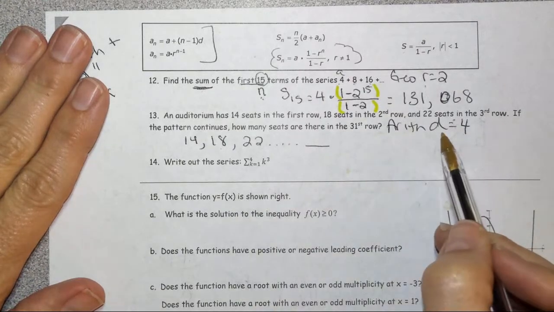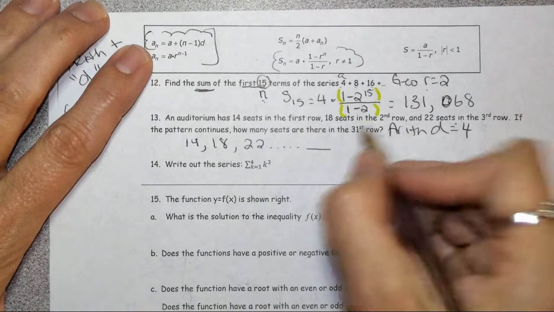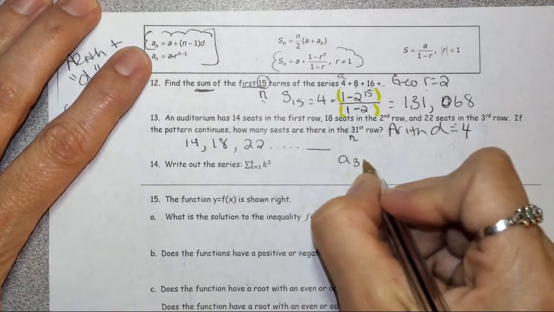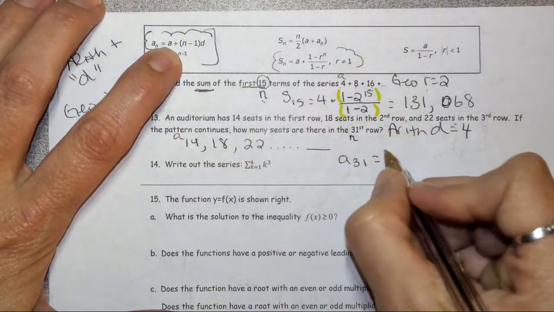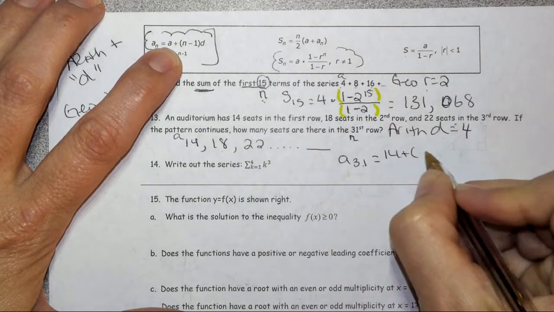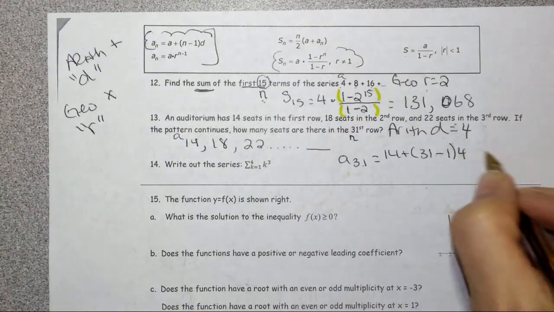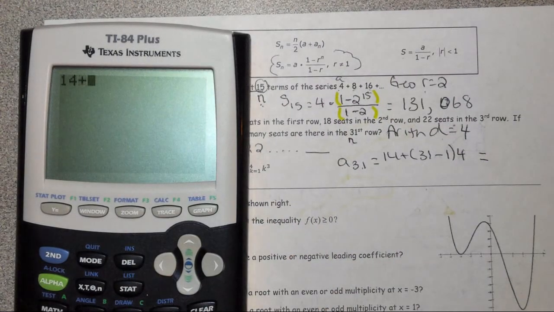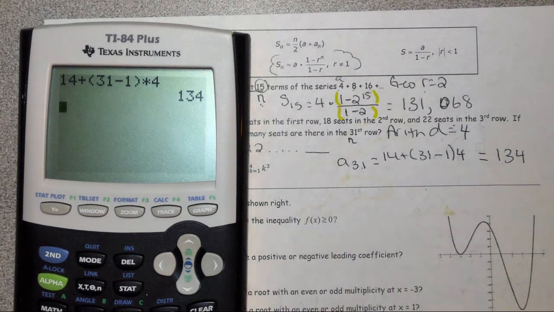Because it's arithmetic and I have a common difference, I'm going to use this equation up top. N is going to be the row that they're asking me about. So A31 equals A. Remember, A is the first one, 14, plus N, we said N was 31, minus 1 times D, and we said D was 4. And then we're just going to type it in our calculator. So 14 plus 31 minus 1 times 4. So there will be 134 seats in that row.